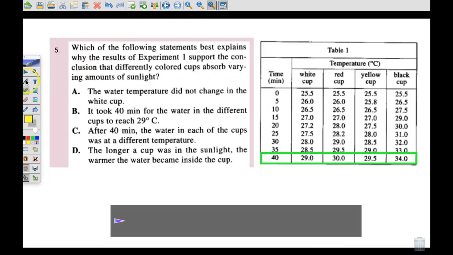Our last question is asking, which of the following statements best explains why the results of experiment 1 support the conclusion that different colored cups absorb varying amounts of sunlight? The key word here, guys, is varying. And varying means changing or different. So we also have to realize that when we're speaking about results, we're talking about the end of an experiment.